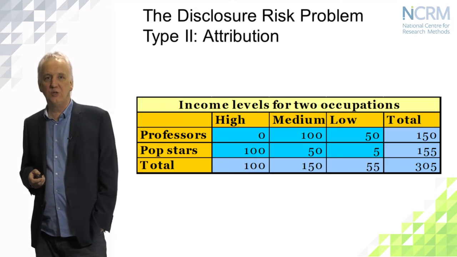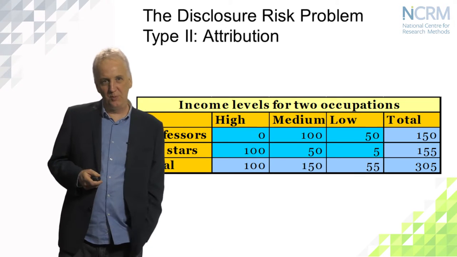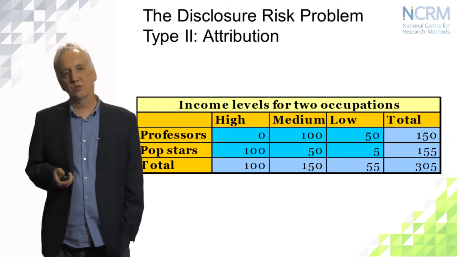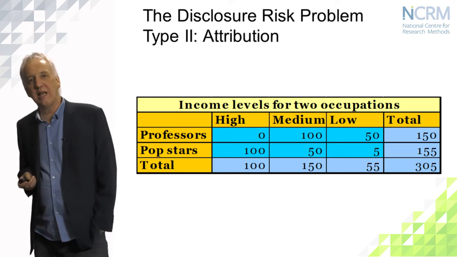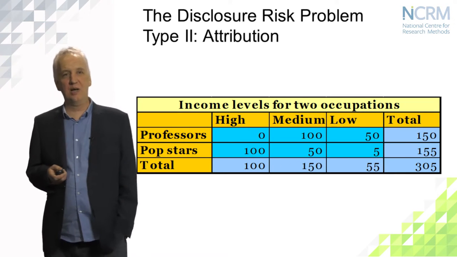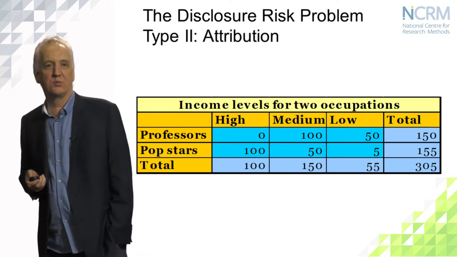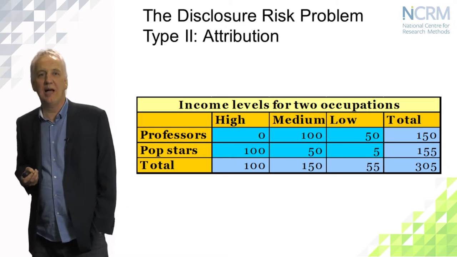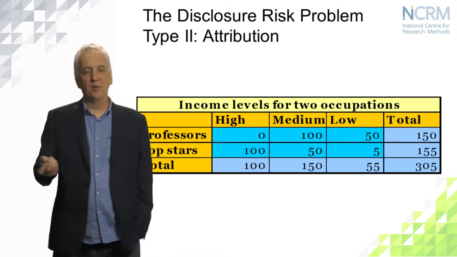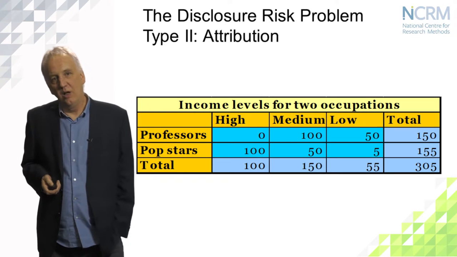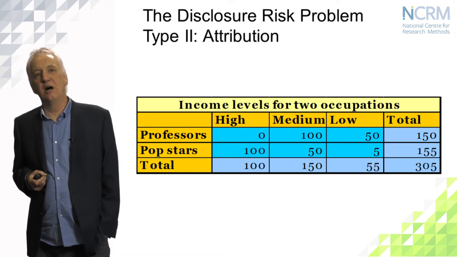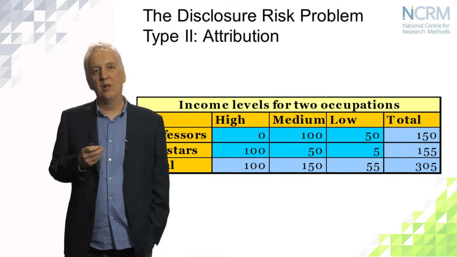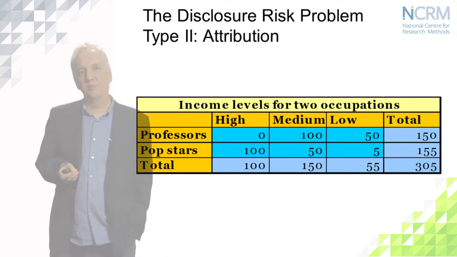Now, here's the second sort of problem, and it's not immediately obvious that there's a problem here at all. Here we have a simple aggregate table of counts. So what I say here is we're imagining a really interesting cocktail party where there are professors and pop stars. And let's imagine that I have this table, I happen to know this table about the people at the cocktail party. What do you think the problem is about this table as a piece of data? So just stop the video now and think about that for a few minutes.